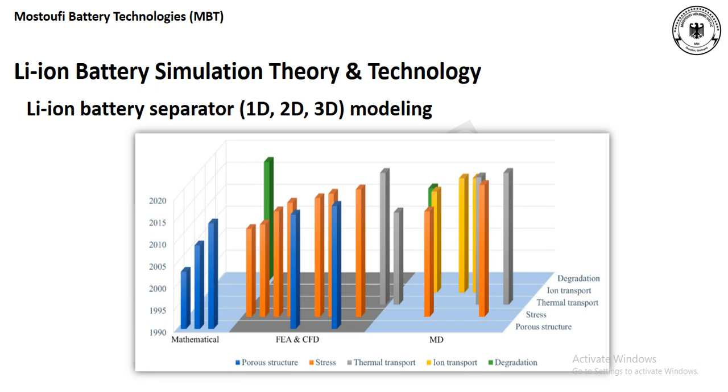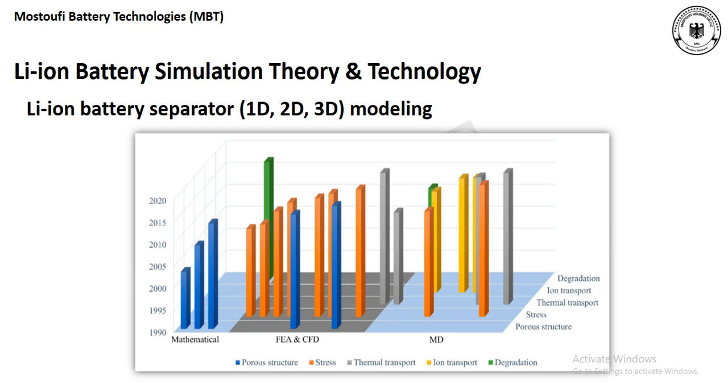In the literature, we have different analyses, but we can categorize these analyses in three groups as mathematical solutions, finite element and CFD solutions, and molecular dynamic solutions. In each of these types of analysis, we have different subjects that could be analyzed. For example, process structure, stress analysis, thermal transport, ion transport, and degradation are the most important subjects which are useful for designing and modeling a separator.